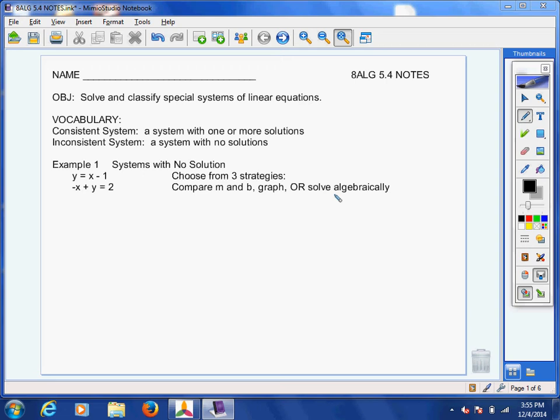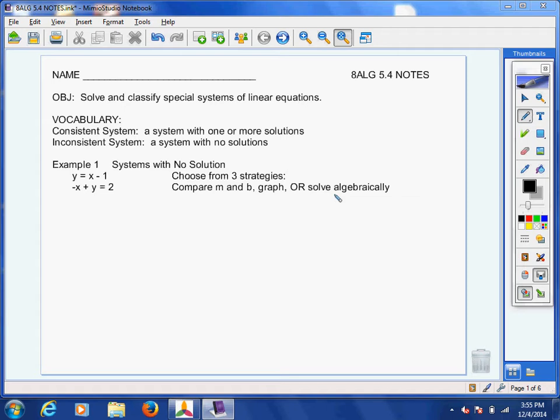Hello, 8th graders, it's Mrs. Thompson, and today we're going to talk about some special systems of linear equations in section 5.4. And our goal today is to not only solve these systems, but classify them as well.